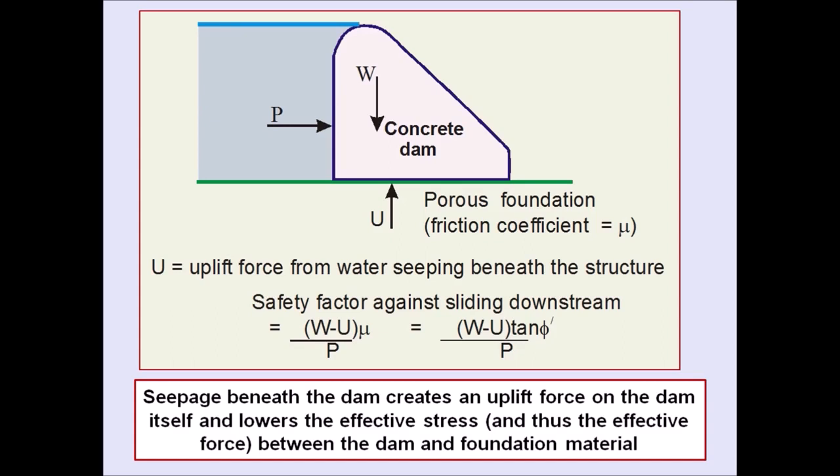Another example is just to think about the stability of a concrete dam sitting on a porous foundation, sandstone or some type of material through which water will seep, and to explain that it's not a simple case of multiplying the weight by the coefficient of friction, because beneath that concrete block there is an uplift pressure coming from the water seeping beneath it. So the true safety factor will be given by those formulas at the bottom there, and perhaps introduce to the students the idea that in soil mechanics the frictional component of strength is expressed as an angle rather than as a coefficient of friction.